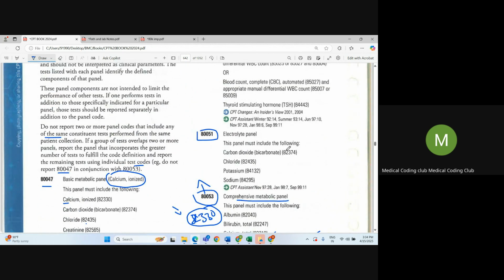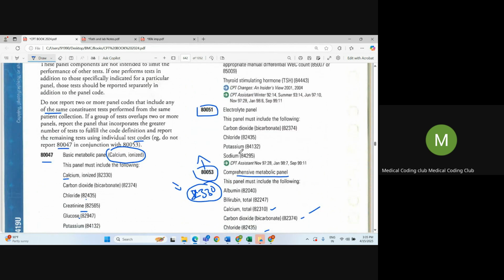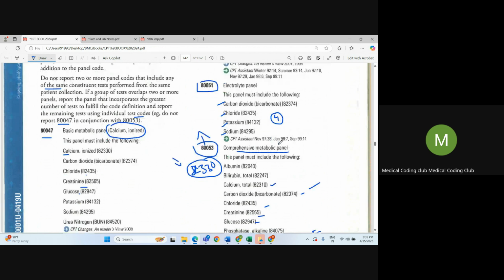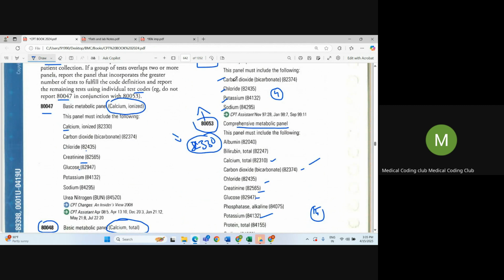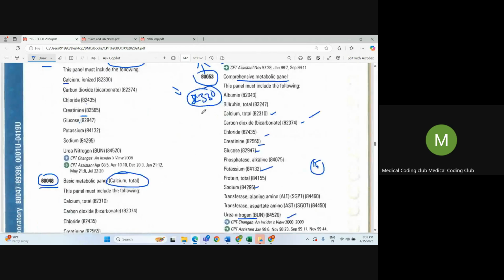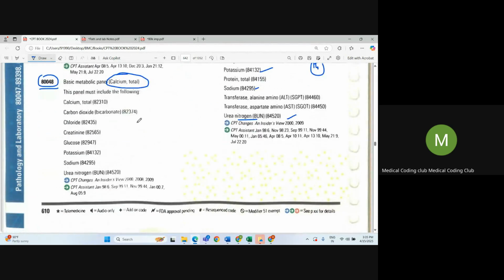Okay, electrolyte panel consists of 4 tests. One is carbon dioxide, chloride, potassium, and sodium. Okay, only 4 tests are there. And the first thing we have to do is cross check, is any test repeated? And if it is repeated, you cannot code that particular test. So you can see carbon dioxide, chloride, potassium, and sodium. All the tests we have in electrolyte panel already exist in basic metabolic panel, calcium total.